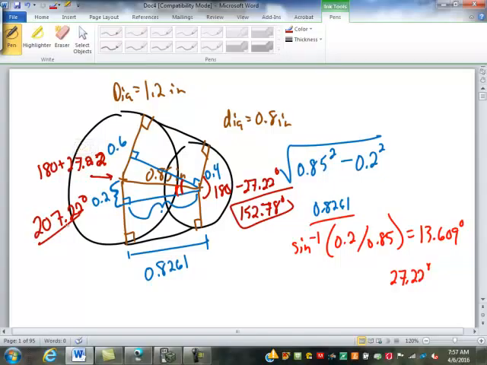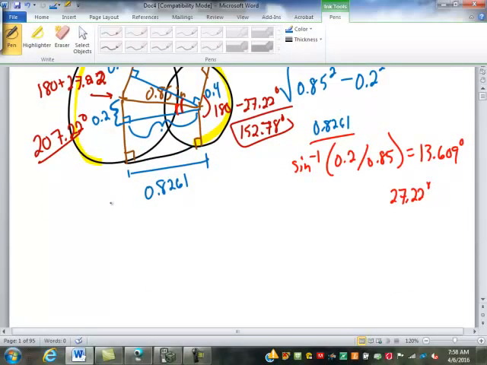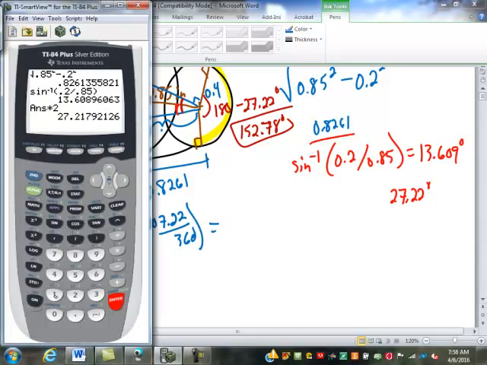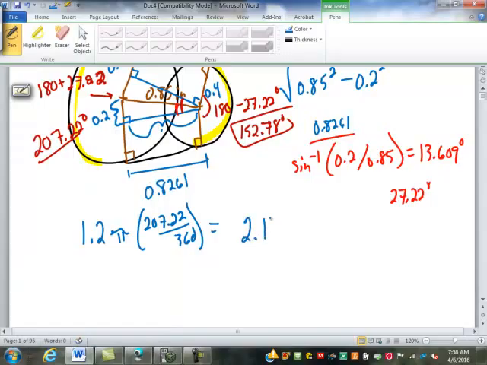The reason that's important is I need to find these arc lengths to find my perimeter. So for that arc length there, I'm going to take my diameter of 1.2 times pi times 207.22 over 360. That gives 3.17 inches for that arc length.